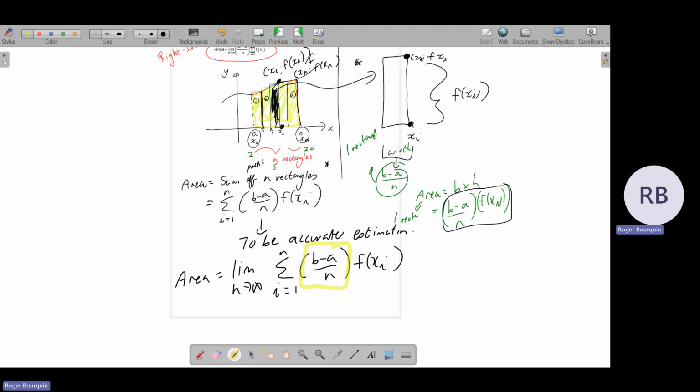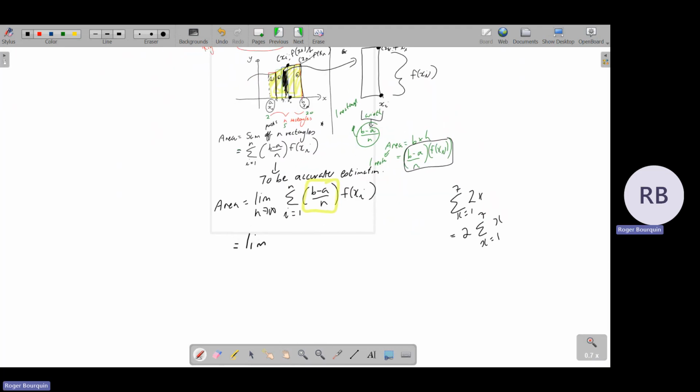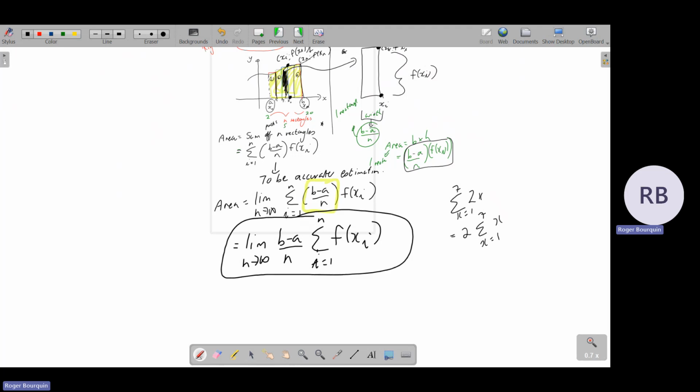In other words, if I have the sum of 2x from x equals 1 to x equals 7, it would be the same thing as 2 times the sum from x equals 1 to 7 of x. Just times each term by 2. So here, the area is equal to the limit as n tends to infinity; I'm going to take out the (b minus a) over n, and I get the sum from i equals 1 to n of f of xi.